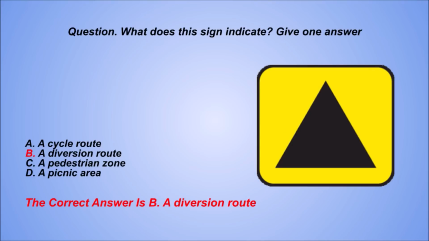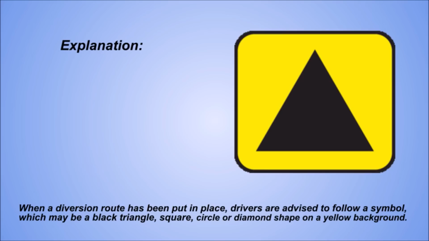A diversion route. Explanation: when a diversion route has been put in place, drivers are advised to follow a symbol, which may be a black triangle, square, circle or diamond shape on a yellow background.